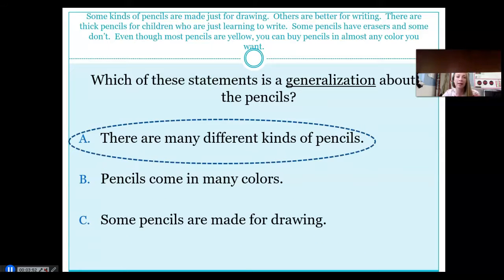Well, it is A. It is mostly that there are many different kinds of pencils. Is this whole story about that pencils come in many colors? No, it had that some pencils are for drawing and some are for writing. That's not about colors. Was the whole story about some pencils are made for drawing? No, some are for writing and some are for kids who are just learning to write. This whole thing is about how there's different kinds of pencils.